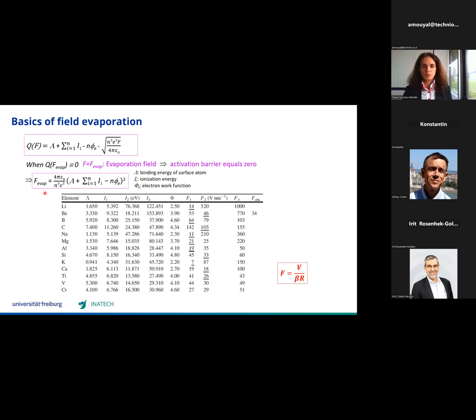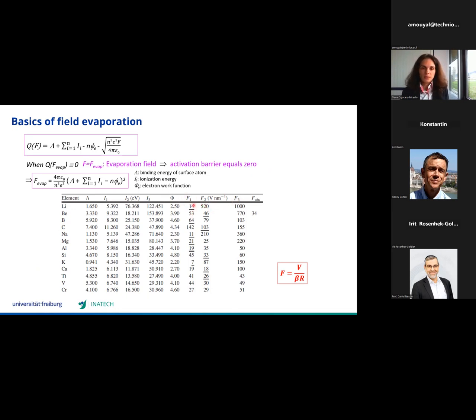By calculation, and this was done long ago in science, the evaporation field could be determined for different elements. What we see here is F1, F2, and F3. What does it mean? We have the evaporation field for a single charge ion, the evaporation field for a double charge ion, and the evaporation field for a triple charge ion.